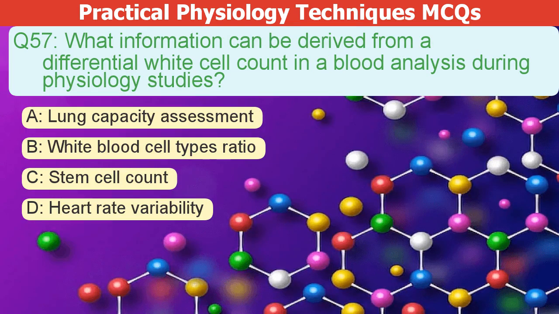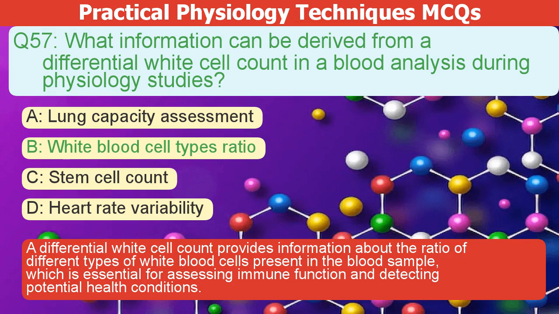What information can be derived from a differential white cell count in a blood analysis during physiology studies? A. Lung capacity assessment. B. White blood cell types ratio. C. Stem cell count. D. Heart rate variability. The correct answer is B. A differential white cell count provides information about the ratio of different types of white blood cells present in the blood sample, which is essential for assessing immune function and detecting potential health conditions.